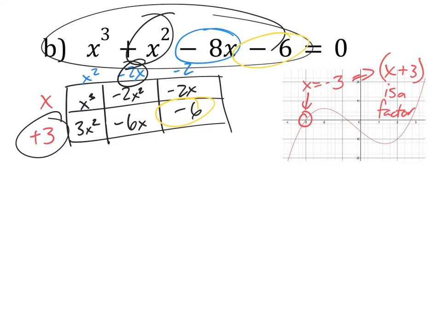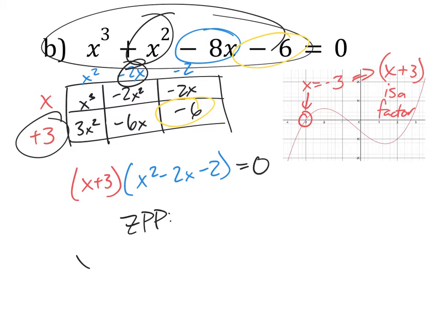All right. Now, let's rewrite our polynomial as a product. We have x plus 3 times x squared minus 2x minus 2 equals 0. Okay, so now let's use the zero product property. So we have x plus 3 equals 0. This one gives us a quick x equals negative 3. That's one of our solutions. Remember that we're going to have 3.